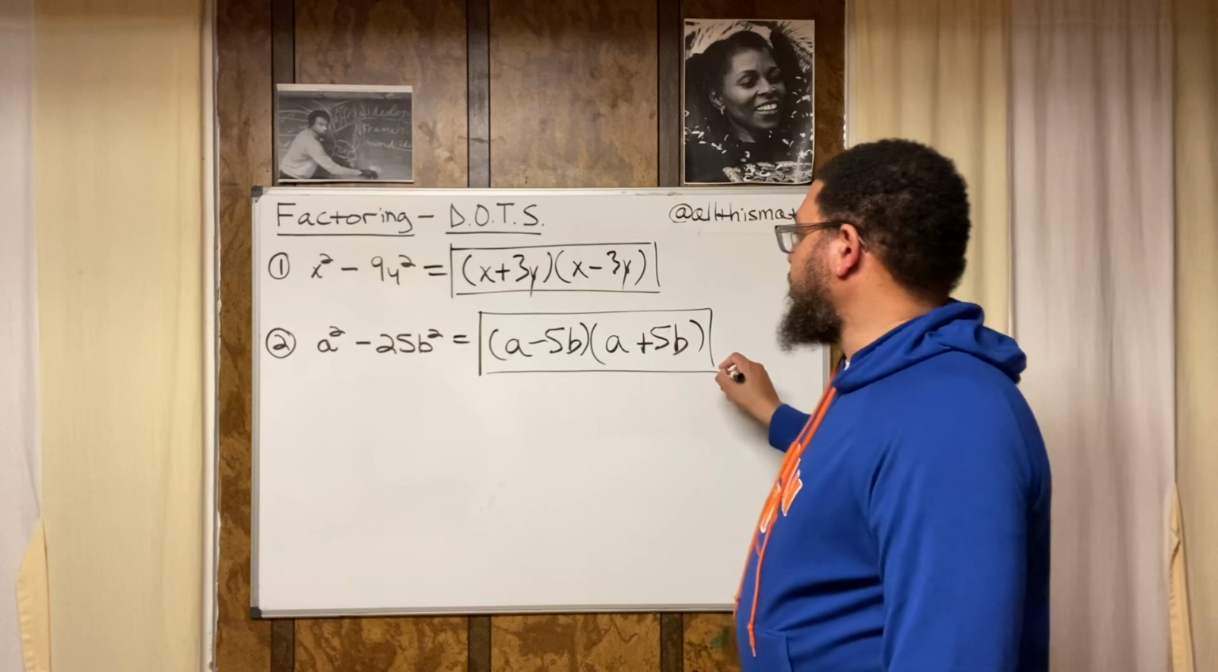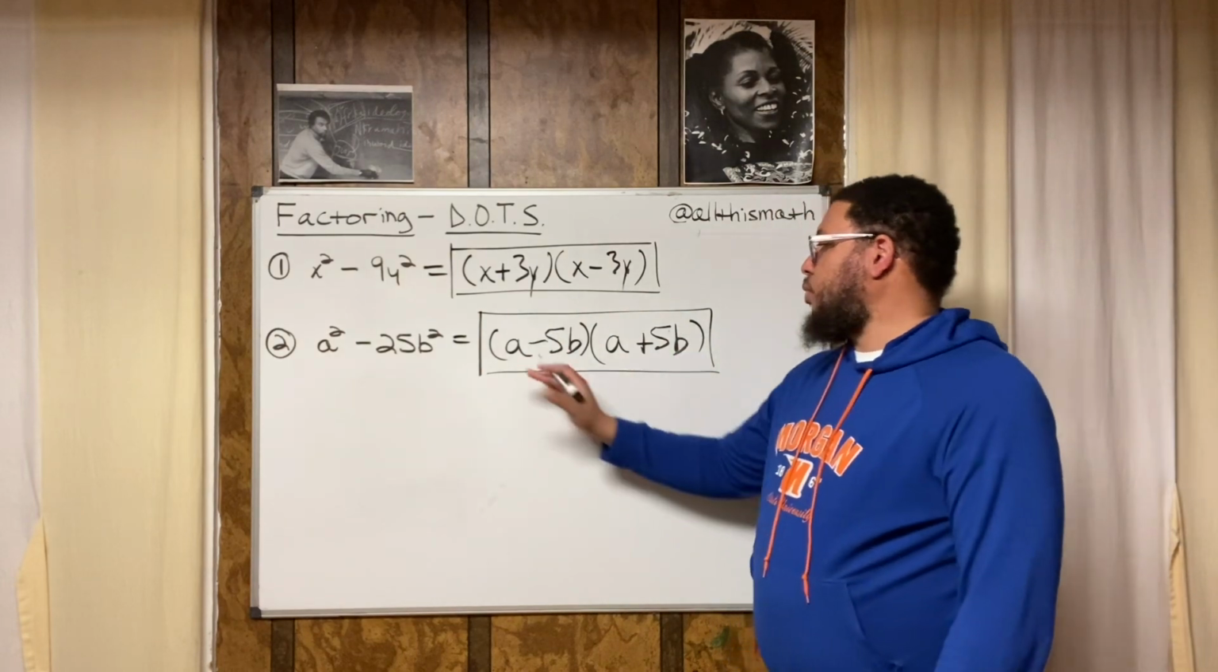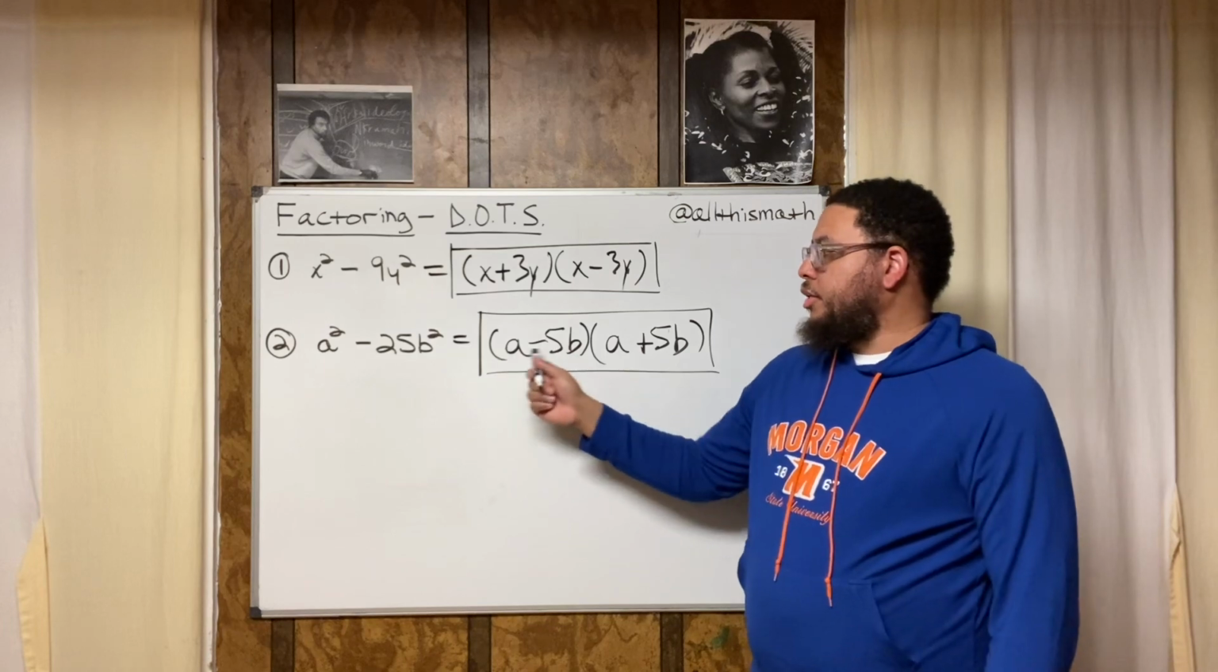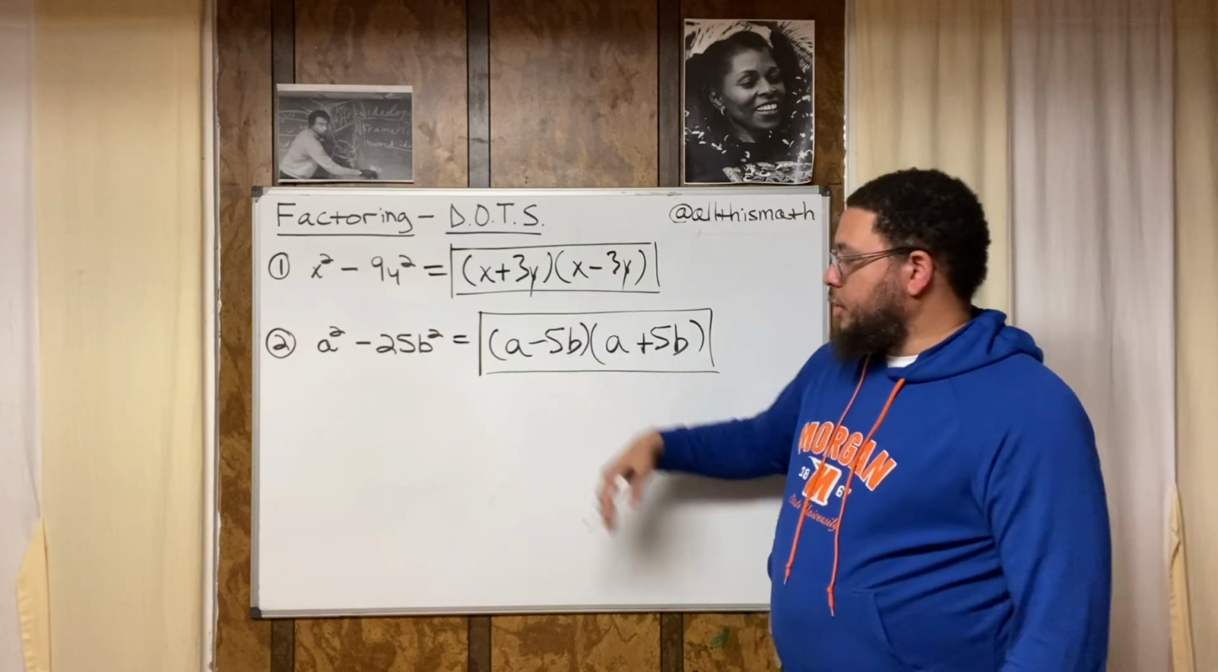Because we have factored completely. We can't break this down no more. We don't have any GCFs, and this is not another difference of 2 squares. So that means we're done.